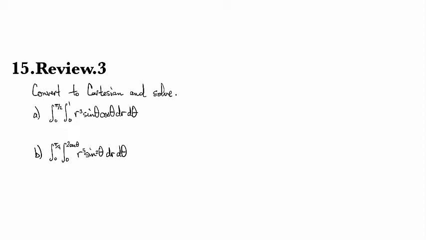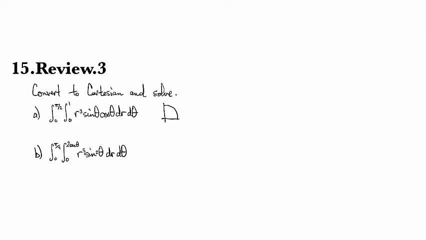All right, we got two integrals to convert from polar to Cartesian and then evaluate. So for the first one, setting up the region, we've got r going from 0 to 1 and theta from 0 to pi over 2. So I recognize that right off the bat as being the quarter of the unit circle in the first quadrant. And we're supposed to set this up in terms of Cartesian.